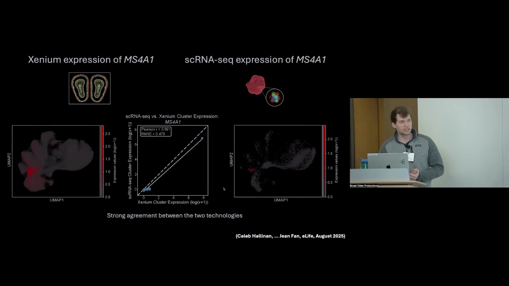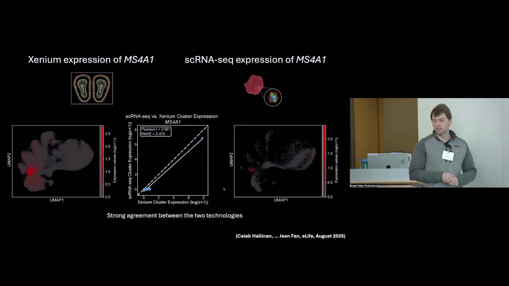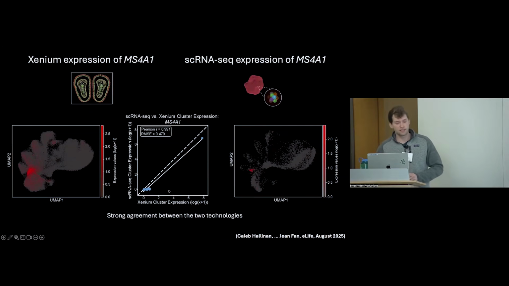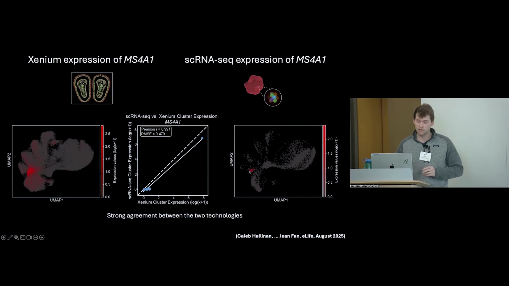To prove to you that this works pretty well, we'll go back to our friend MS4A1. You can see this is the Xenium expression of MS4A1 in the UMAP embedding, and it's pretty highly expressed in this little pocket. Then in the single-cell RNA-seq data, this is our expression of MS4A1. It's also highly expressed in this little pocket. And our correlation analysis shows a really strong agreement between these two technologies.